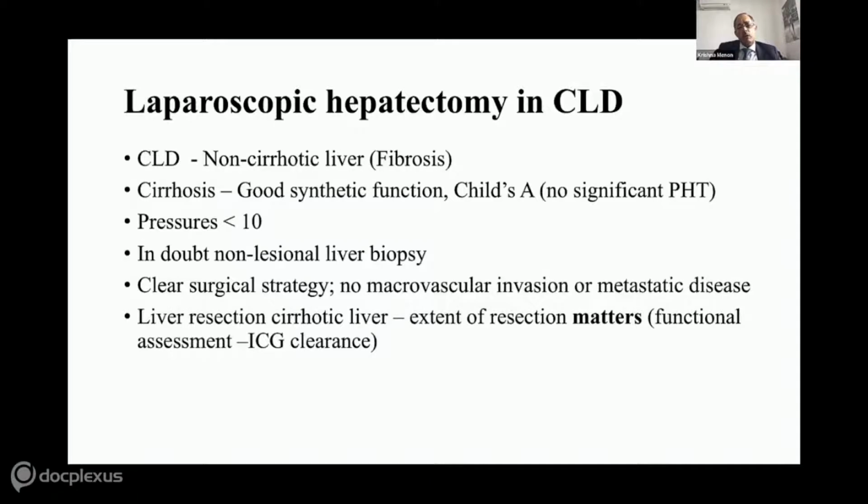When you talk about liver resection in a cirrhotic liver, the extent of resection matters. It's very important because the reserve might not be there for the patient to recover if you do a major hepatectomy with decreased functional reserve. Sometimes an ICG clearance can be used to help guide whether or not this is possible.